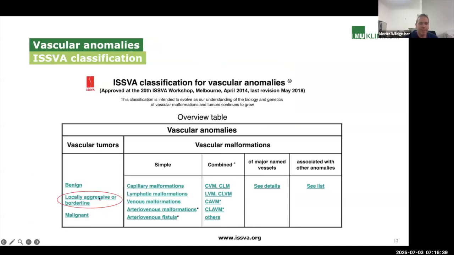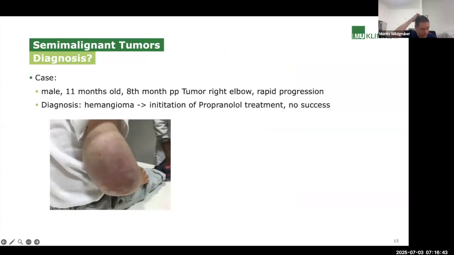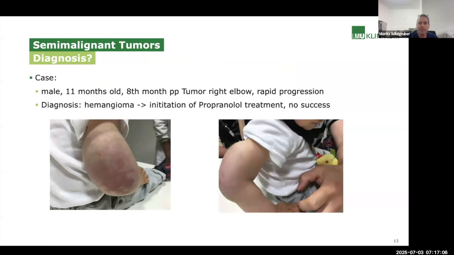Locally aggressive vascular tumors are very rare, and you don't have to keep that in mind particularly. That was a very rare case that initially was also called a hemangioma because it looked a little bit raspberry-like, but it didn't stop growing. Propranolol had no effect on this. This is always a sign that there's something else going on because propranolol really works in almost every hemangioma.